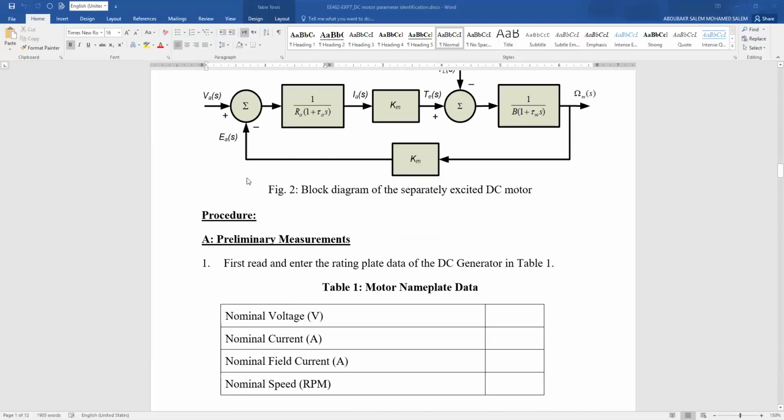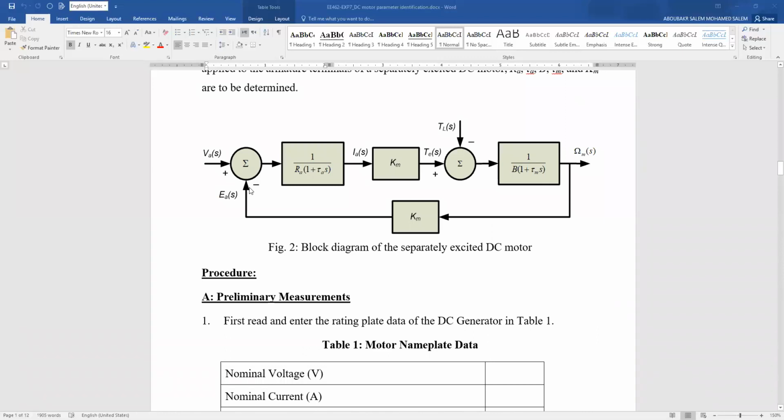So, why do we need to determine these parameters? Mainly, in order to control any DC motor, we have to include this model or apply a controller to this model or transfer function. So, simply, we need to apply at this portion a PI controller, for example, in order to control the machine voltage to achieve a certain speed.